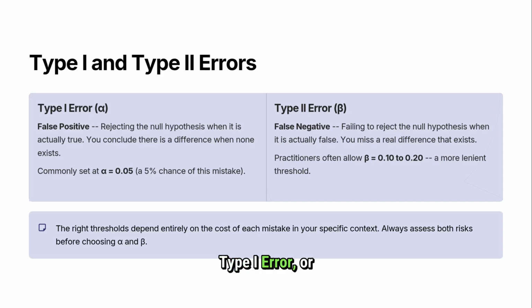Type 1 error, or alpha, is a false positive, rejecting a true null hypothesis, often set at 5%. Type 2 error, or beta, is a false negative, failing to reject a false null hypothesis, with thresholds between 10% and 20%. Choose alpha and beta based on the cost of errors in your context.